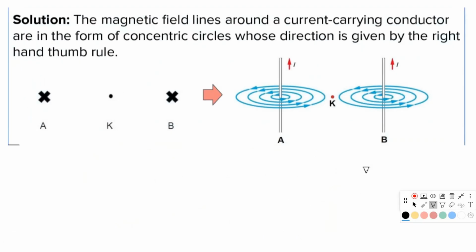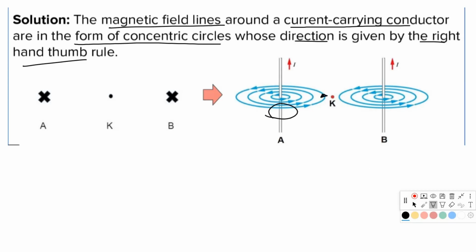So here you see this picture tells magnetic field lines around the current carrying conductor is in form of concentric circles whose direction is given by right hand thumb rule. You have to draw like this, and here they have shown that current is from bottom to top. This picture shows bottom to top, but in both of them it is same, no? So for one, it is anti-clockwise direction. For other, it is same direction. So both of them anti-clockwise direction. As a result, coming to point K, the fields are in opposite direction. So magnetic field becomes 0.